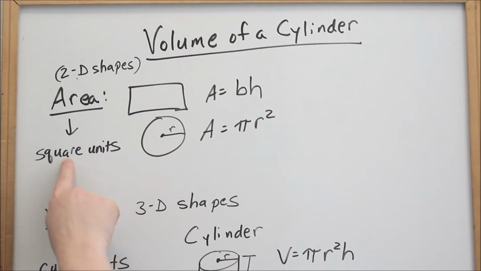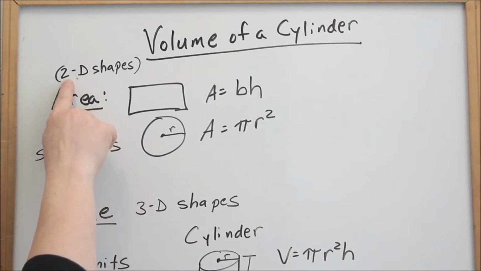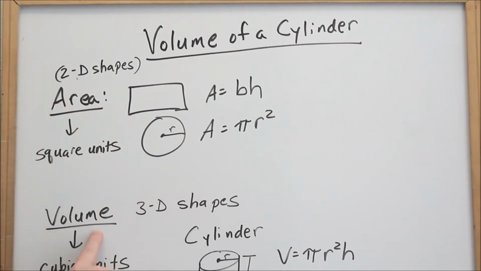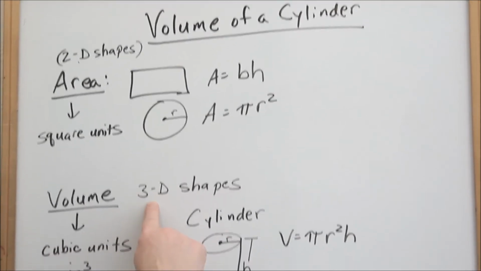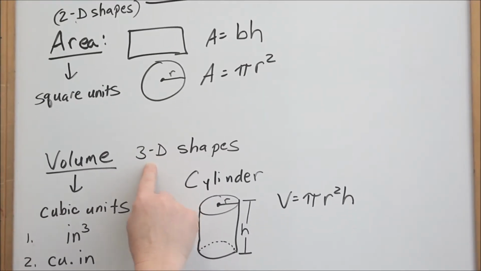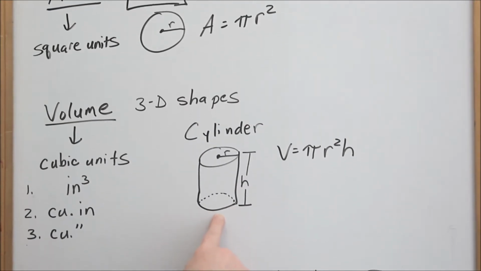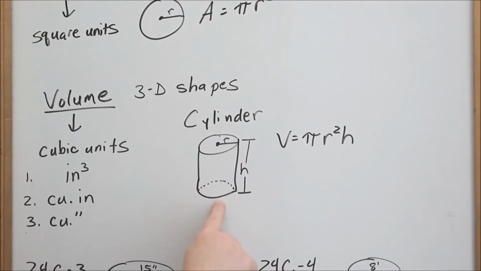And area is always in square units, like inches squared, feet squared. The exponent is a 2 because it's a two-dimensional shape. So in talking about volume, volumes are three-dimensional shapes. So today we're doing cylinder, which looks like this. So volume means if this was a soda can, how much liquid can fit inside the soda can?